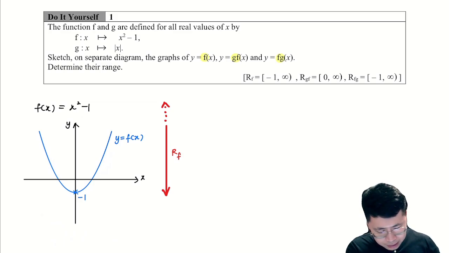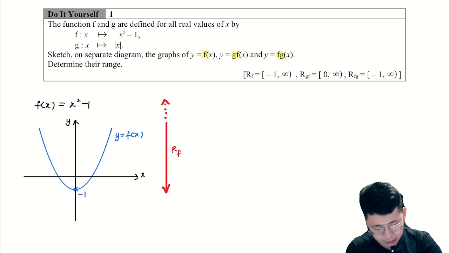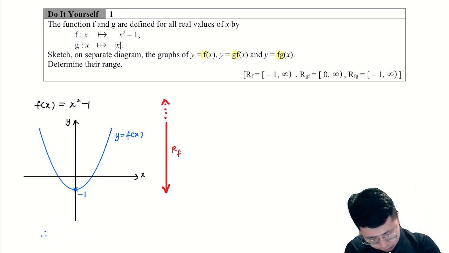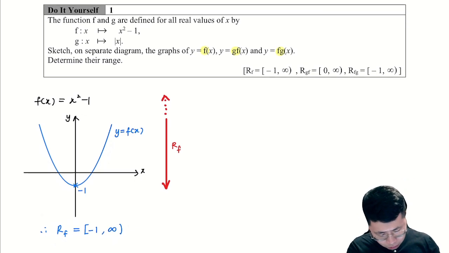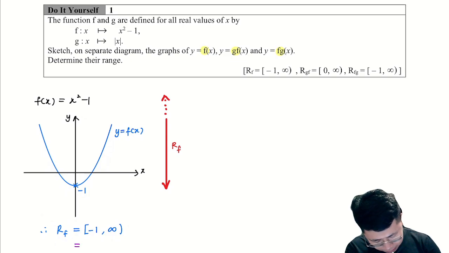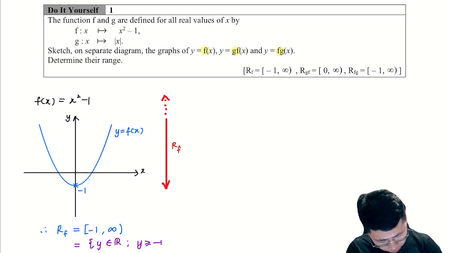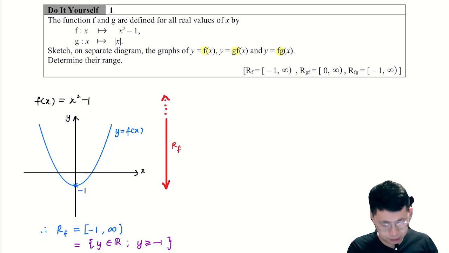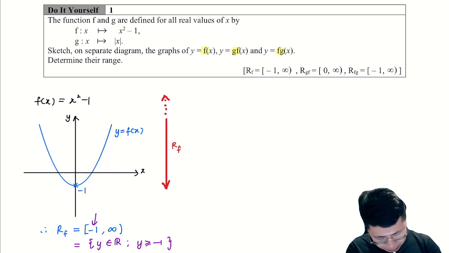So how do we express this vertical range in mathematical terms? The range of f would start from -1 to infinity, like this. An alternative way of writing would be like this, but it's going to be longer. It will be y is a real number such that y is greater than or equal to -1. Take note, when it is equal to -1, we use a square bracket. If it cannot equal the number, we use just a regular bracket.